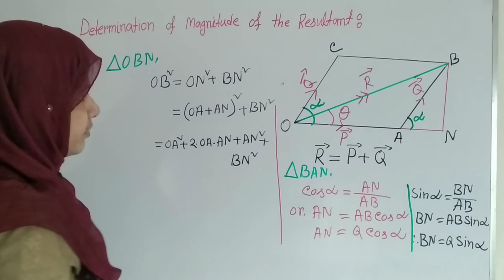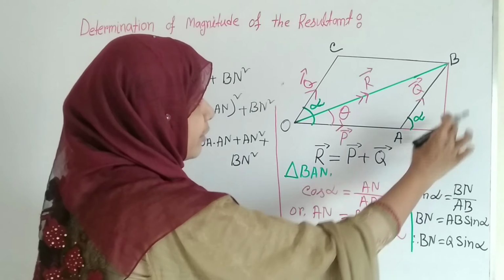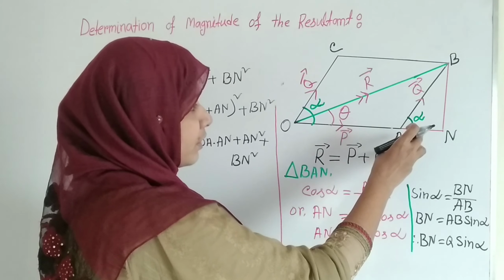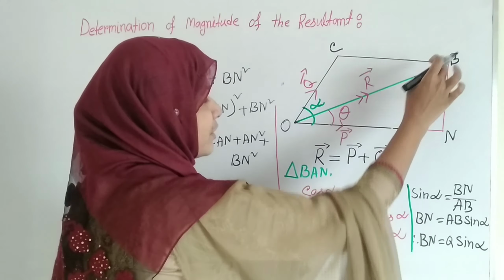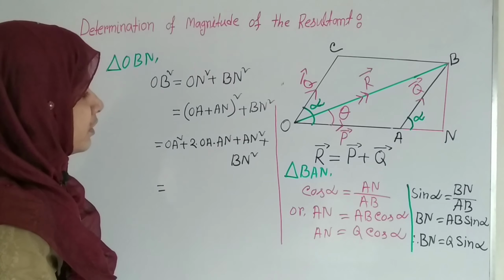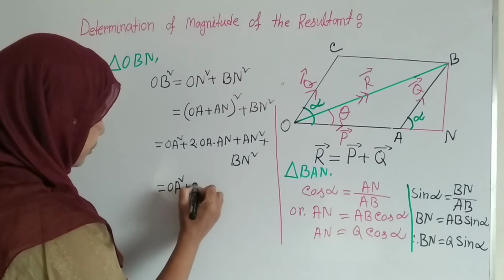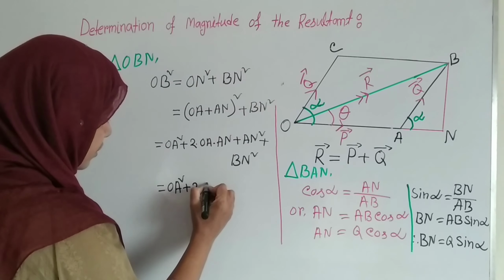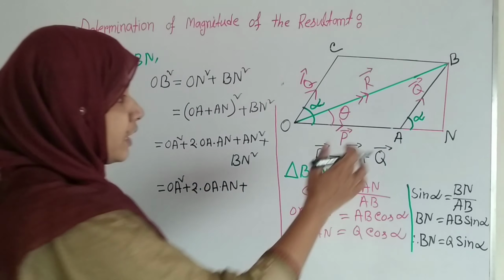Now AN square plus BN square: if we consider this right angle triangle and apply the Pythagoras formula here, then we can say that AB square equals AN square plus BN square. That means OA square plus 2 OA AN plus, instead of AN square plus BN square, we can write AB square.